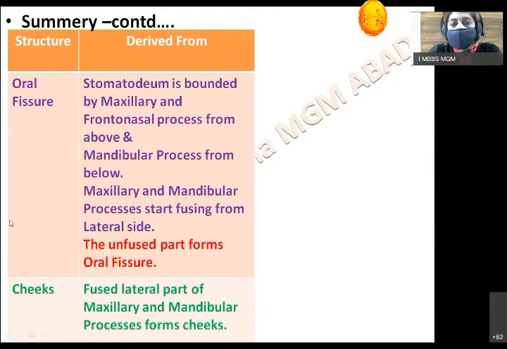Then fusion of the maxillary and mandibular process begins from the medial side to the lateral side. The unfused part remains as the oral fissure. And when the fusion extends to the lateral side, it forms the cheeks of the face. Okay. So fusion of the medial nasal processes, fusion of the lateral nasal process with maxilla, and fusion of the maxillary and mandibular process: these are giving us the normal face structure.